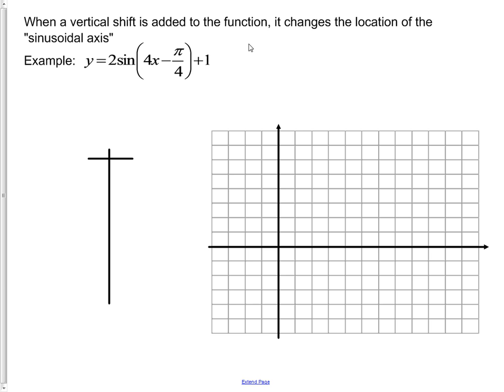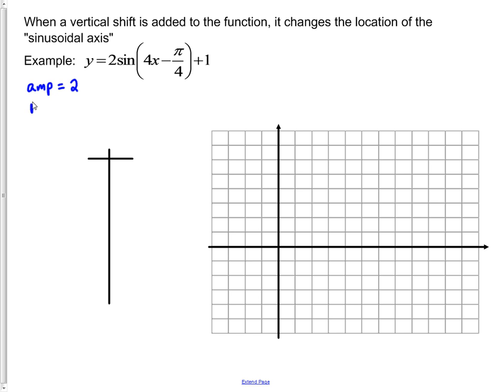My laundry list of material contains the following. I always identify my amplitude. In this case, the amplitude is positive 2. And since there's not a negative in front of this sine function, we're going to keep it at that.